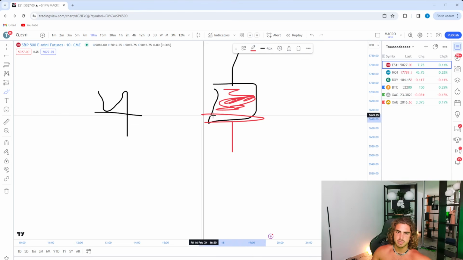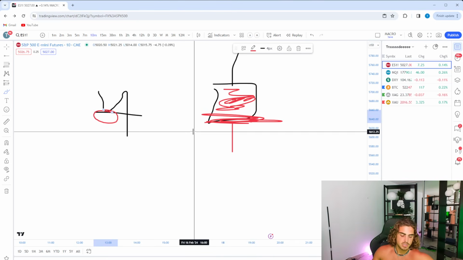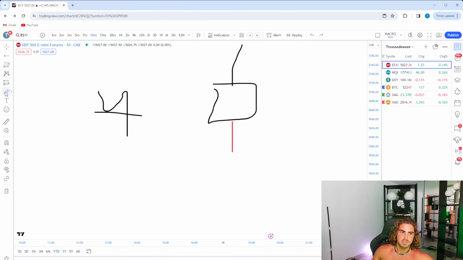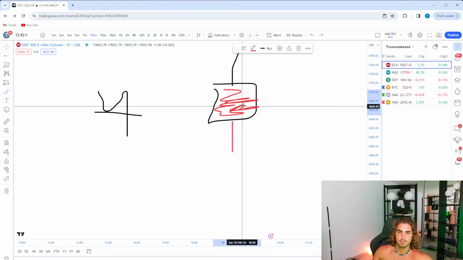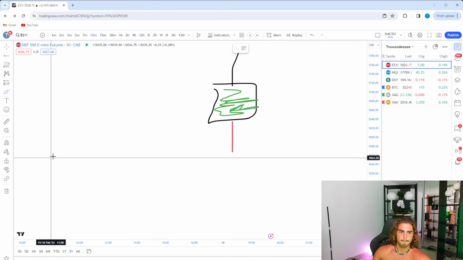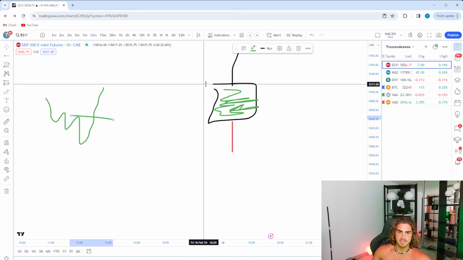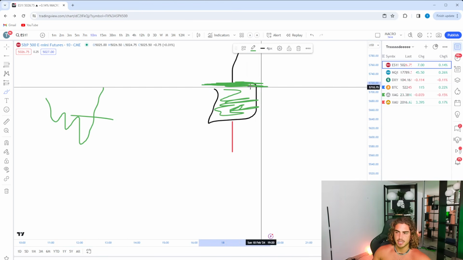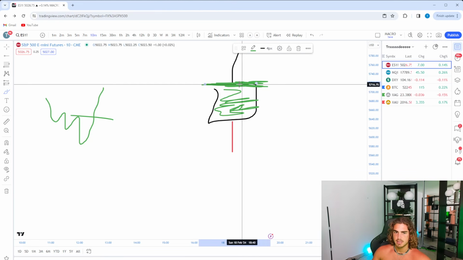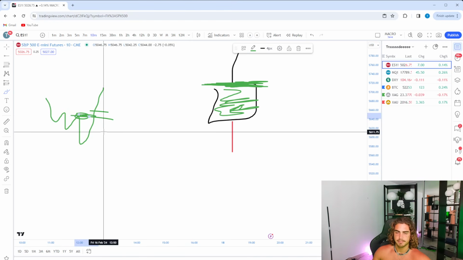If the close, so right here, if it closes underneath the lowest point, then it's a break of structure. Vice versa, if this is a green candle and we get a break of structure to the upside, the candle has to close, meaning this line right here on the candlestick has to be above this high.